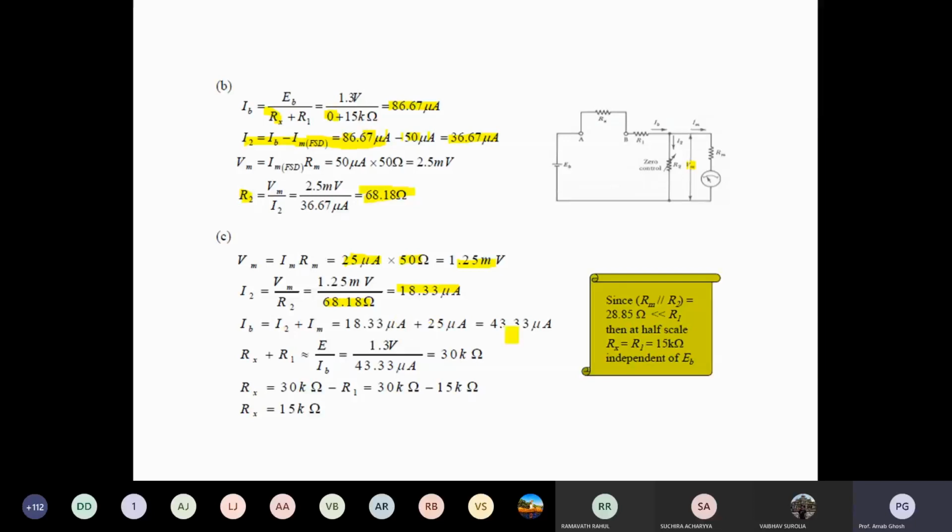So what is the value of Rx plus R1? It is coming EB by IB, it is 30 kilo ohm. So Rx equals 30 kilo ohm minus R1, it is coming 15 kilo ohm. So all the conditions you are able to find out.